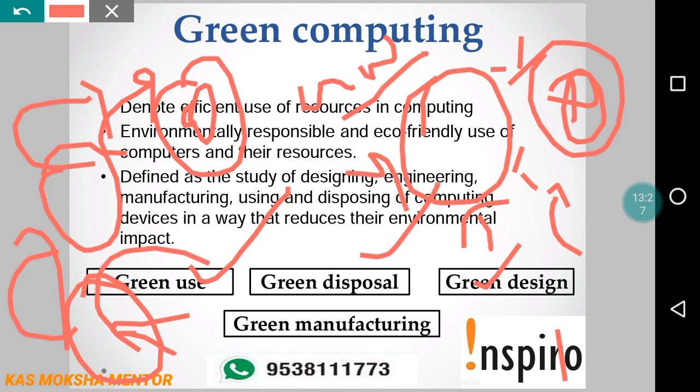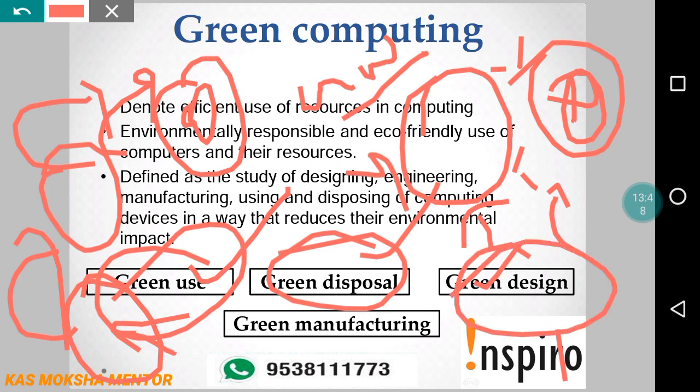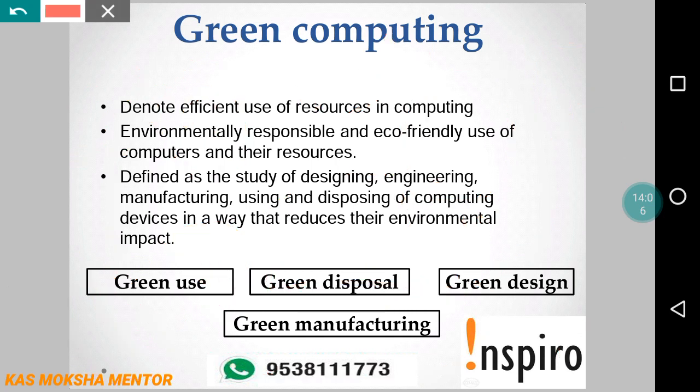Green use means minimizing the electricity consumption of computers and their peripheral devices and using them in an eco-friendly manner. Green disposal means repurposing existing equipment, or appropriately disposing of or recycling unwanted electronic equipment. Green design means designing energy efficient computers, servers, printers, projectors and other digital devices. Green manufacturing means minimizing waste during the manufacturing of computers and other subsystems to reduce the environmental impact of these systems. Okay, the rest I will discuss in the next session.